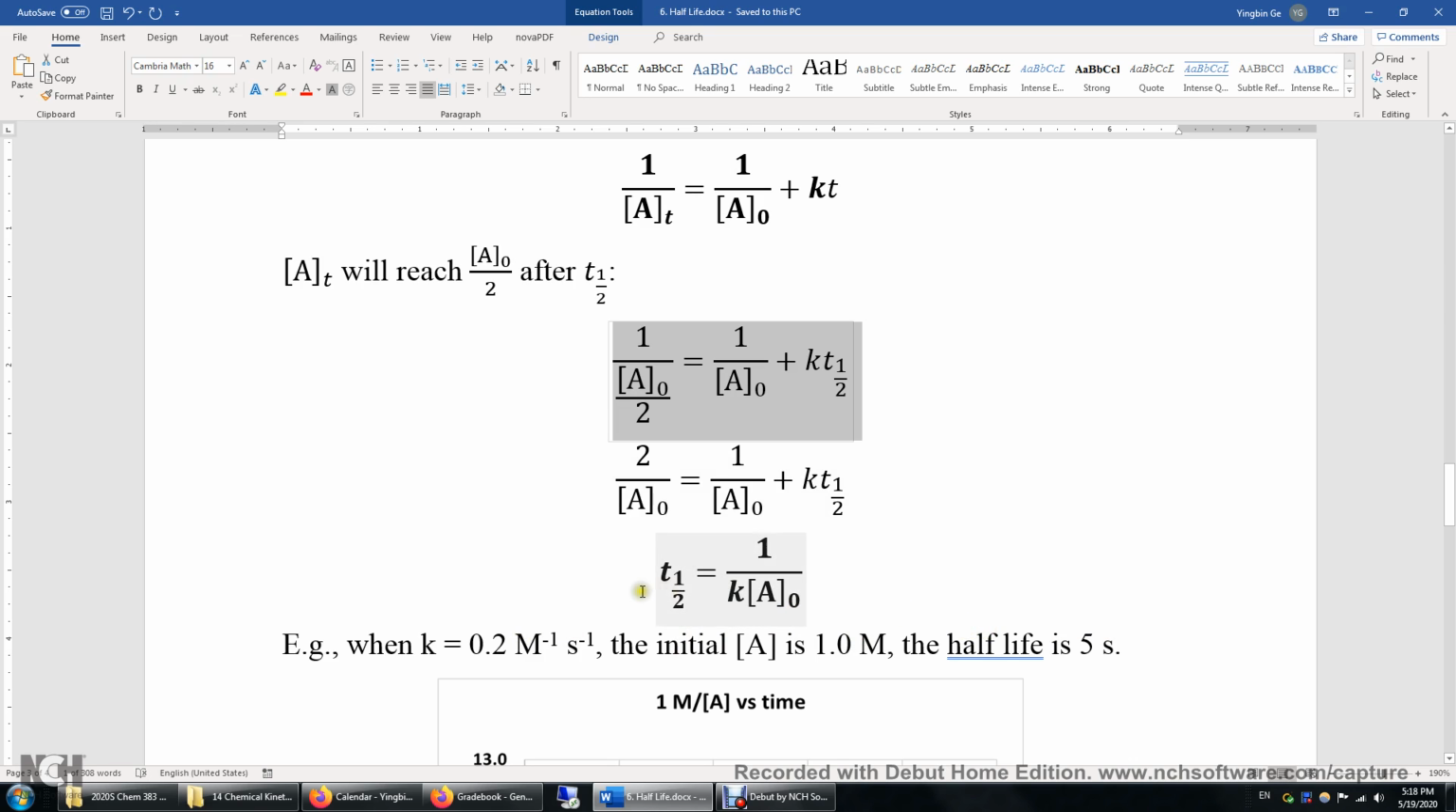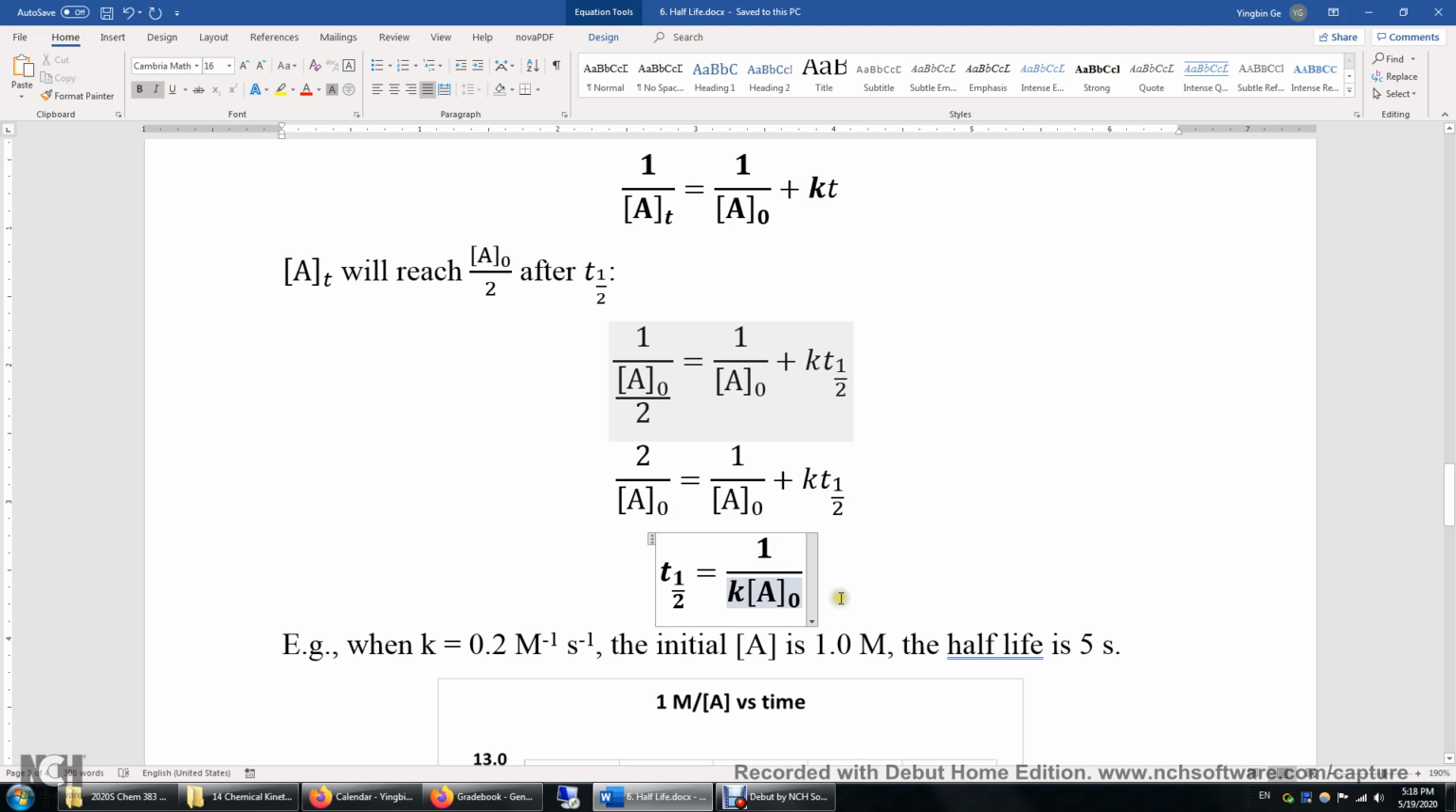Again, pay attention to the units. It's very important. Look at the unit of this k. It's molar to the power of -1, second to the power of -1. And then the unit of this A naught is molar. So if you multiply these two together, you get second to the power of -1. And then it's on the bottom. So 1 over this k A naught is in seconds. So that's good. Always pay attention to the units.